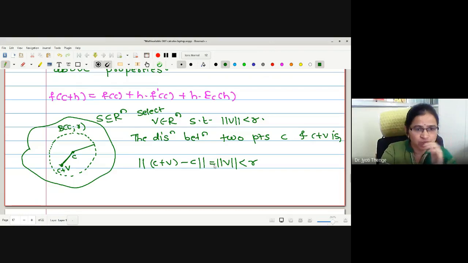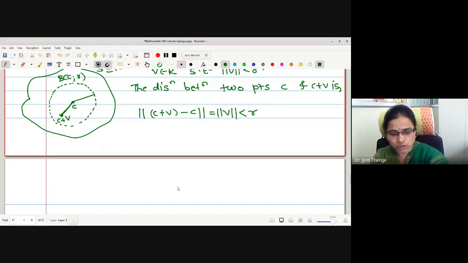Is everyone getting me? C is an interior point we have selected. The vector V in R^n space is selected such that norm V is less than R. Why should norm V be less than R? Because to ensure that the two points C and C plus V are in the ball, in the domain. Therefore, both the points are in the domain now.